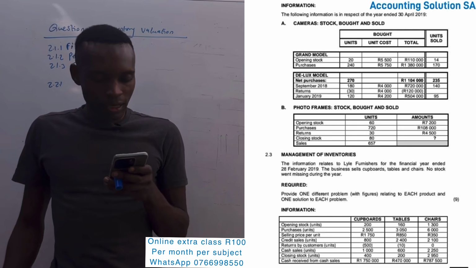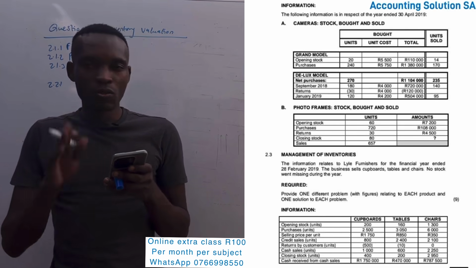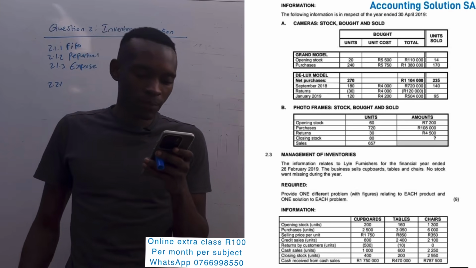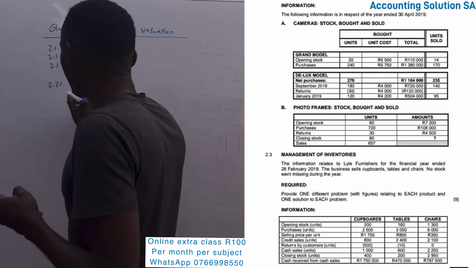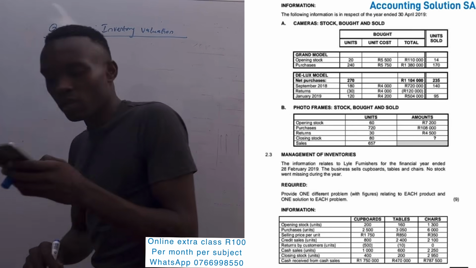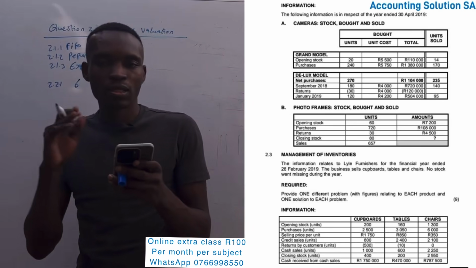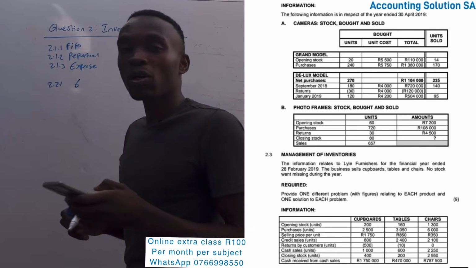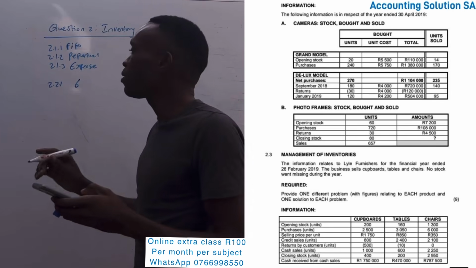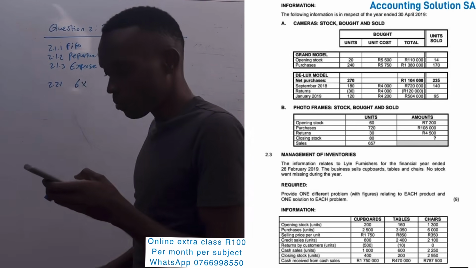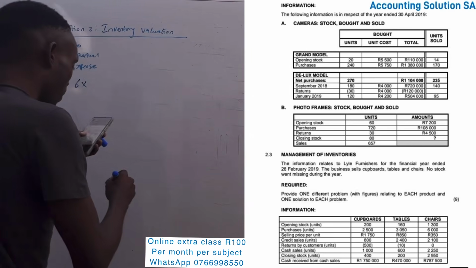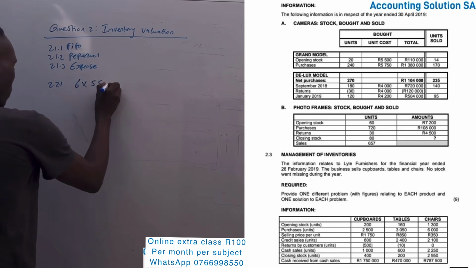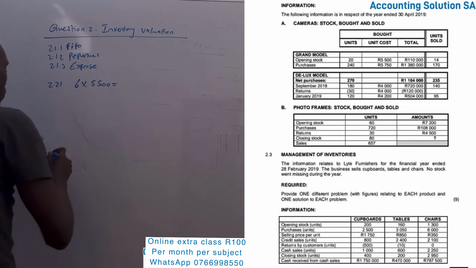Okay, let's check. Under opening stock, there was 20 units, but they sold 14, which means that the remaining is 6 units. We just take 20 minus 14. The remaining has not yet sold. So remember, we're calculating a closing, the remaining part. Then we say 6 multiplied by the amount. The amount is 5,000, and we have to get the answer.